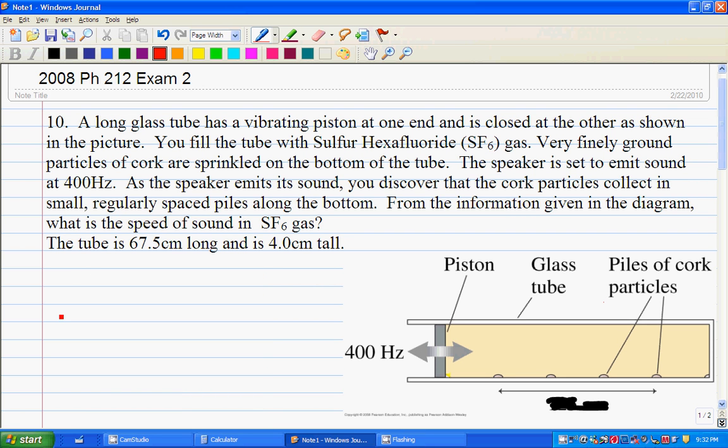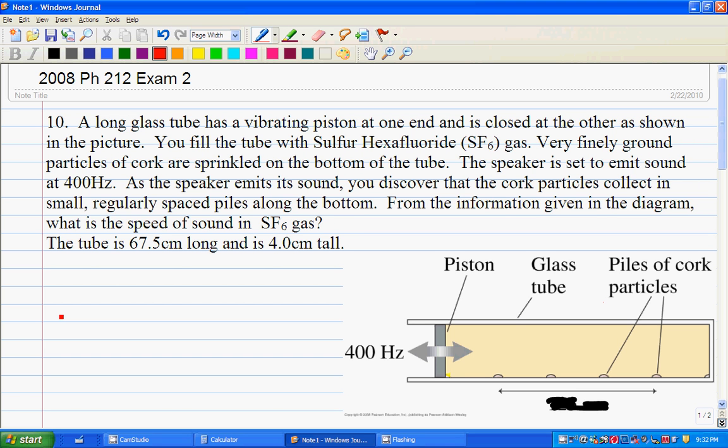Okay, it's Tuesday, and we're going to do some more review problems. Here's one from the 2008 Physics 212 second exam. Here we've got a long glass tube. It has a vibrating piston at one end and is closed at the other as shown.